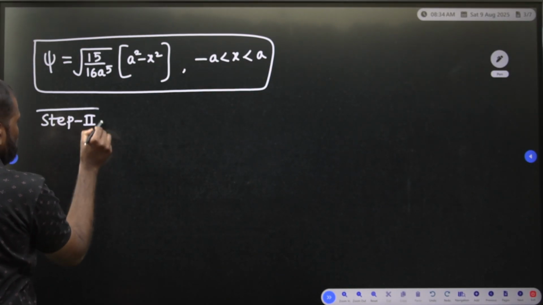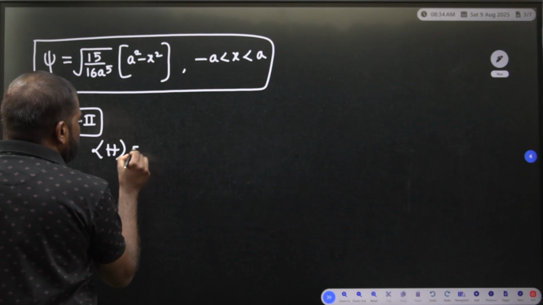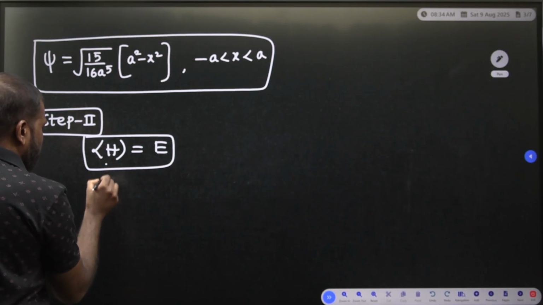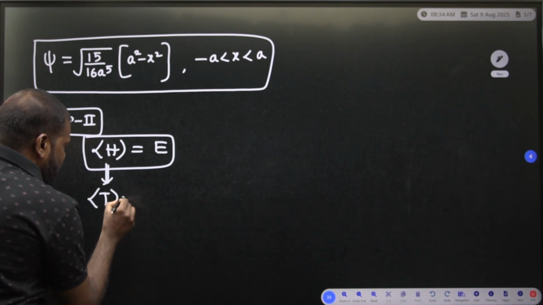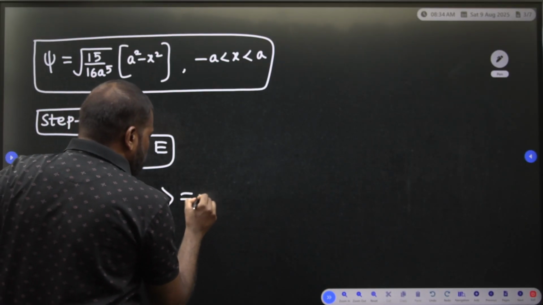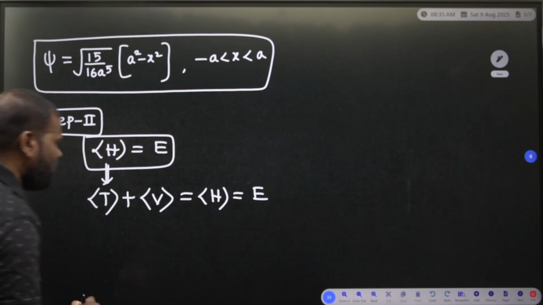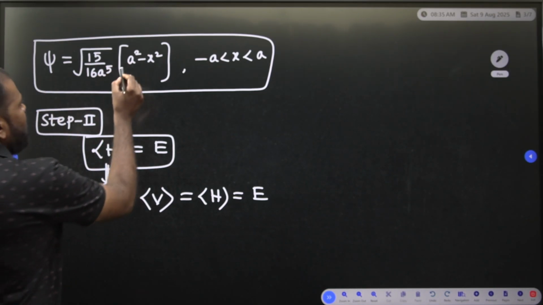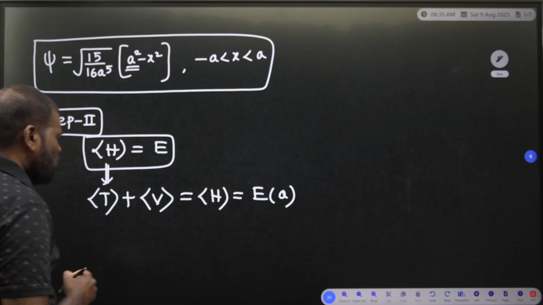So, what is your step 2? Your step 2 is to find the Hamiltonian, which will give the energy value. The expectation value of the Hamiltonian is equal to the expectation value of the kinetic energy plus the expectation value of the potential energy. That expectation value of the Hamiltonian will give the energy in terms of our parameter. What is our parameter? Our parameter is A. So, in terms of A, you are going to get the energy value.